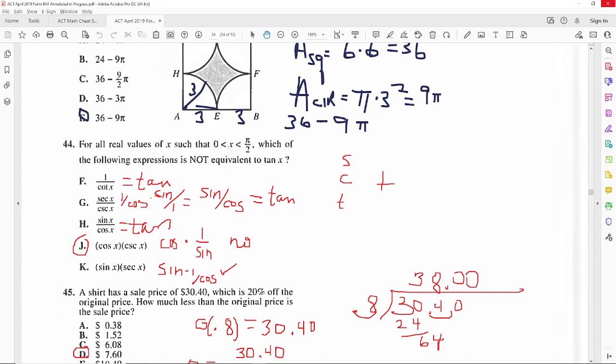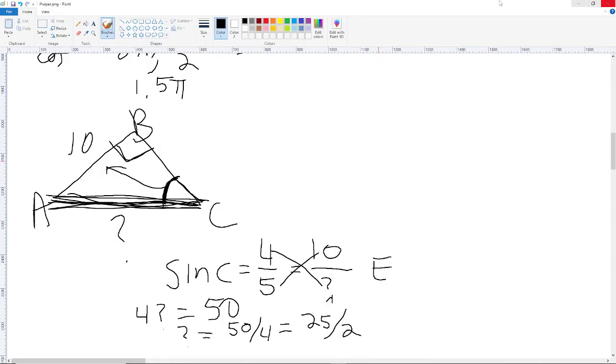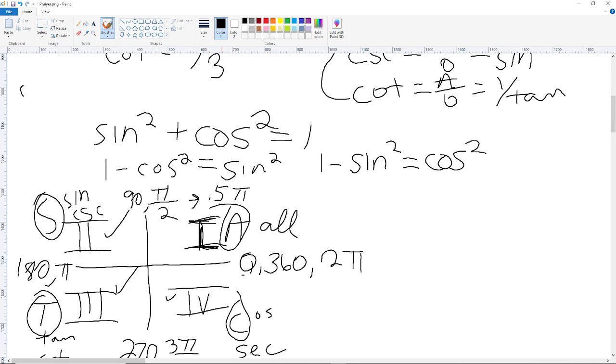44. It says for all real values of x, such that 0 is less than x is less than pi over 2, which of the following expressions is not equal to tangent? Okay, and then we have different choices. Now remember, the unit circle.